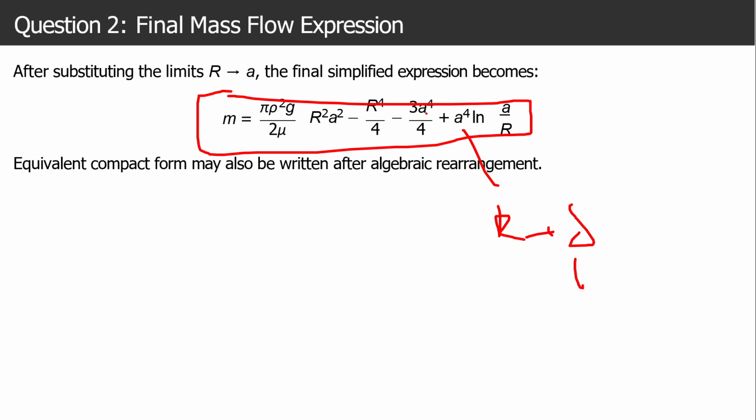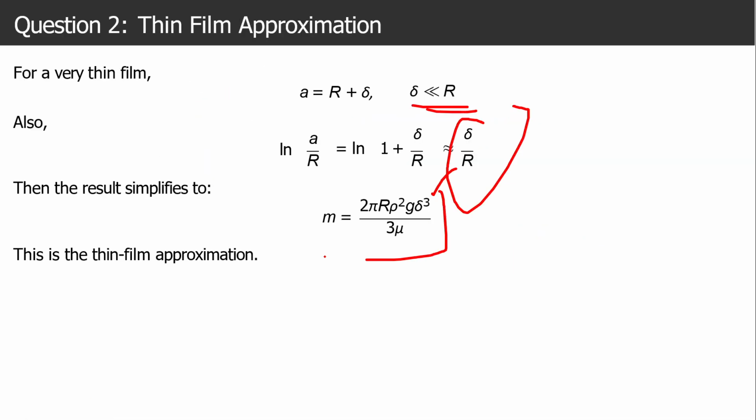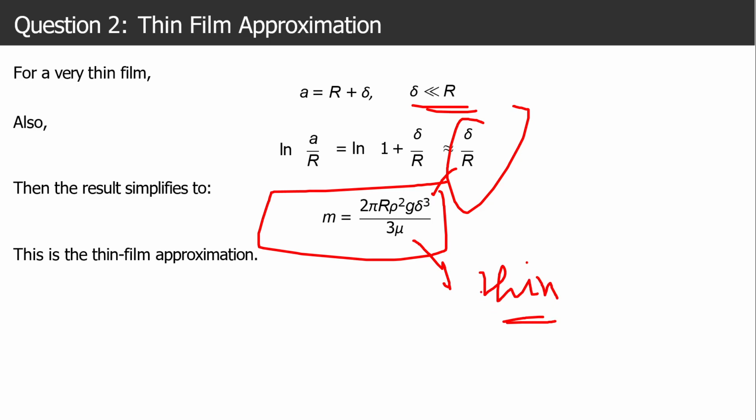Again, club everything together. This you can club, this you can club. After clubbing you will be getting this. So this is our mass flow rate for a very thin film. Okay, so the second problem is done. Now let's move further.